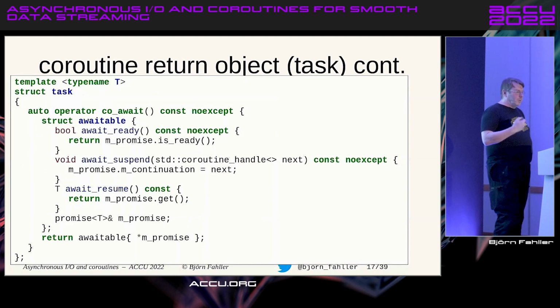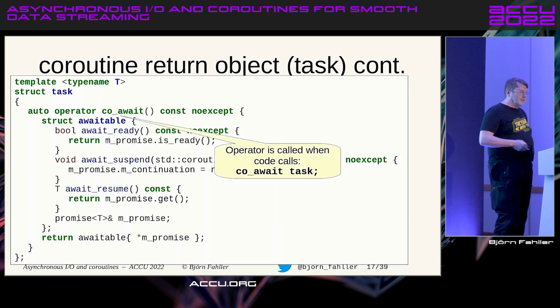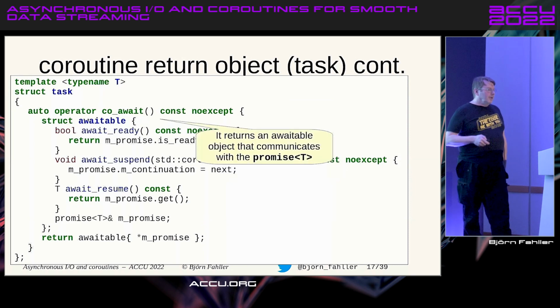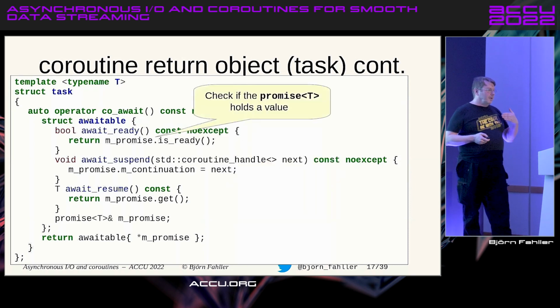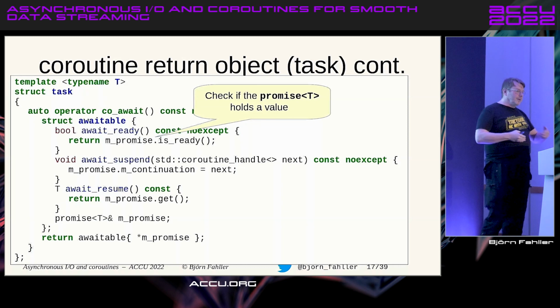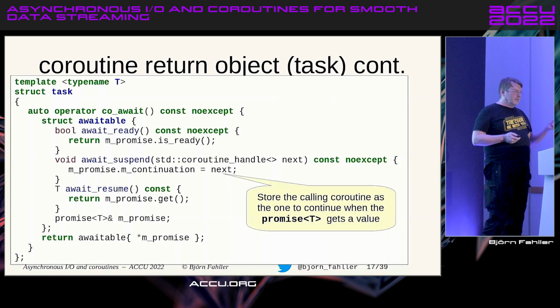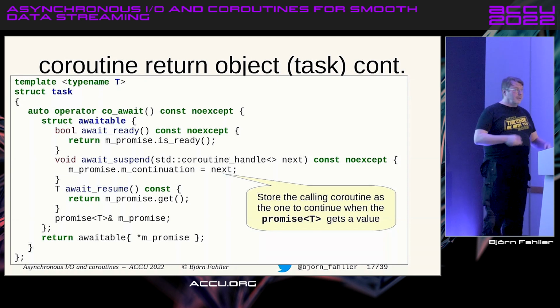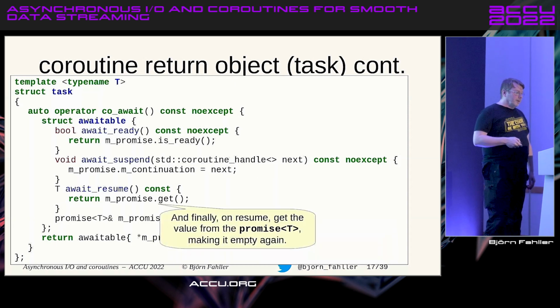And then also, if we want it to be co-awaitable, we have this co_await operator that returns an awaitable, which also needs to have a lot of code like this. await_ready asks, do you have data for me? And await_suspend, where we say, okay, you didn't have data, so then I'm suspending, so then we store the next coroutine. And promise get to get the value back.